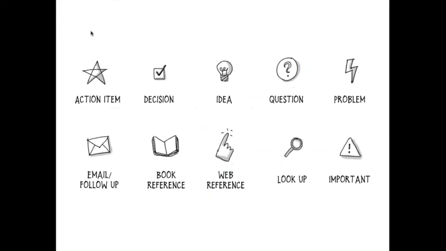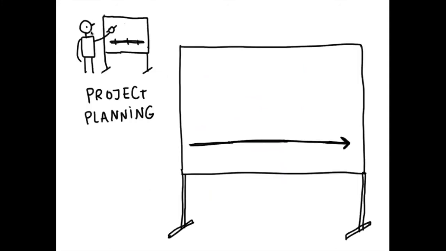These are some more of the icons that I use. So I use a simple star for an action item, maybe a checkbox for a decision. We went through the idea, question, a simple book if somebody mentions a book to reference. So in the presentation, you'll have this as well in the video, so you can look that up and maybe practice those.